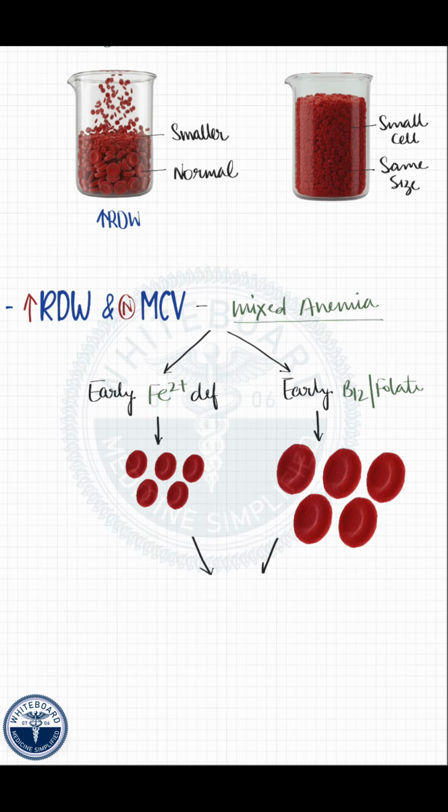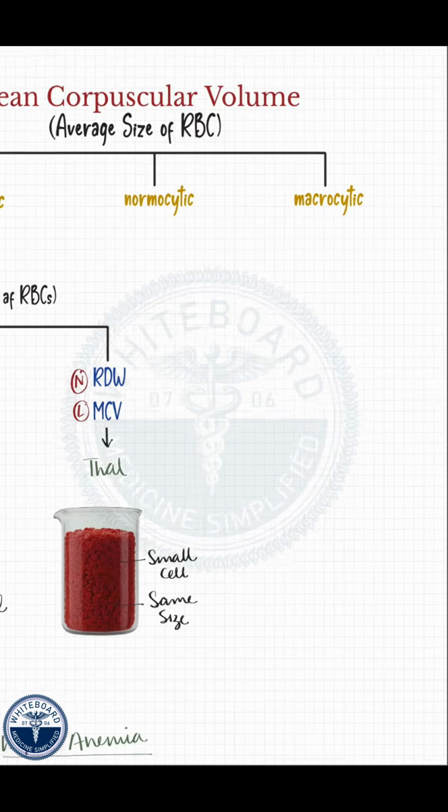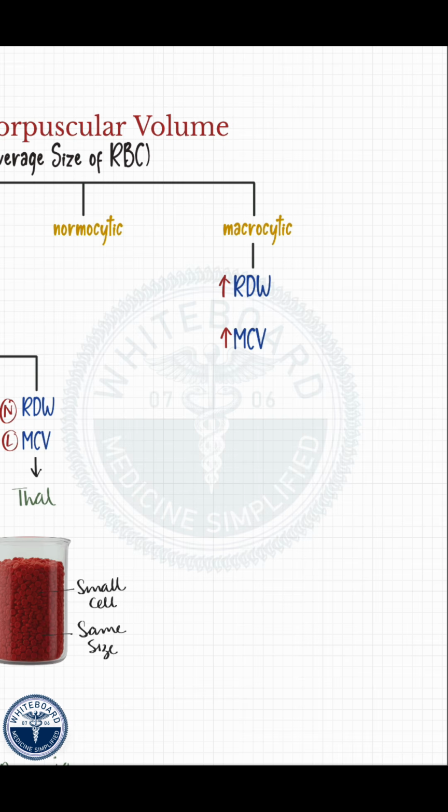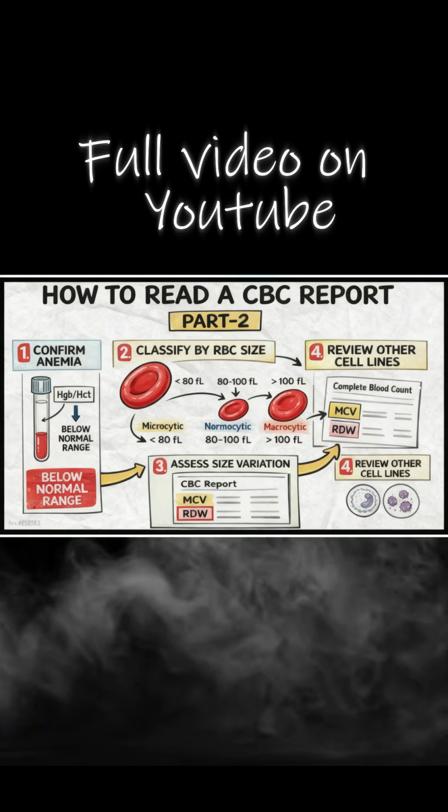As a result, the average size of all the red blood cells, that is MCV, can appear normal, but the blood sample actually contains a mixture of small, normal and large cells. So this variation in cell size causes the RDW to rise. And finally, increased RDW with increased MCV points toward a macrocytic cause such as vitamin B12 or folate deficiency.